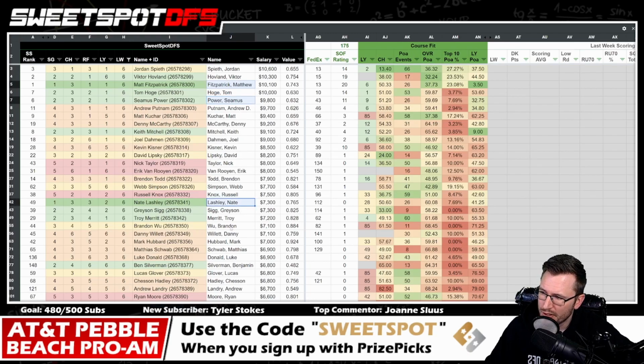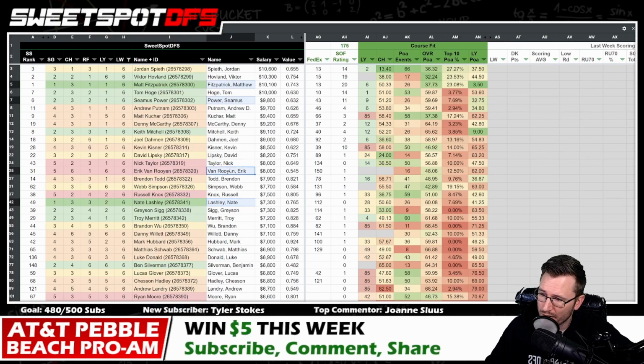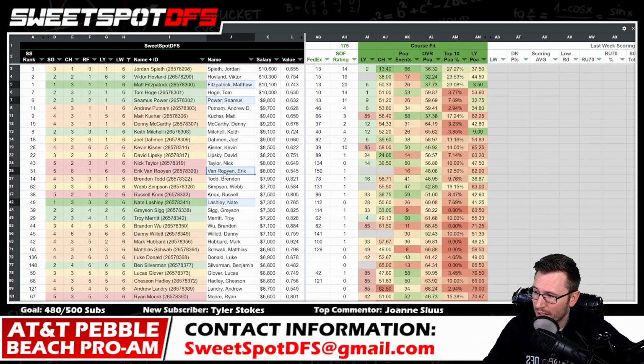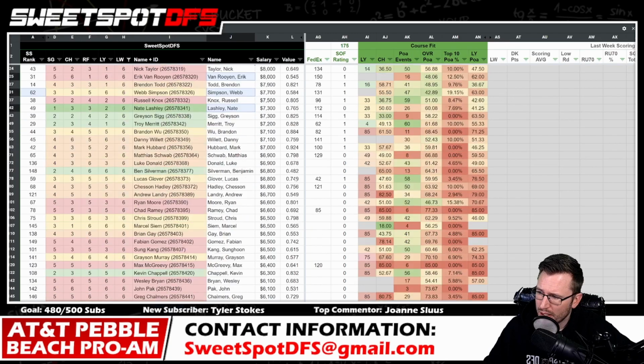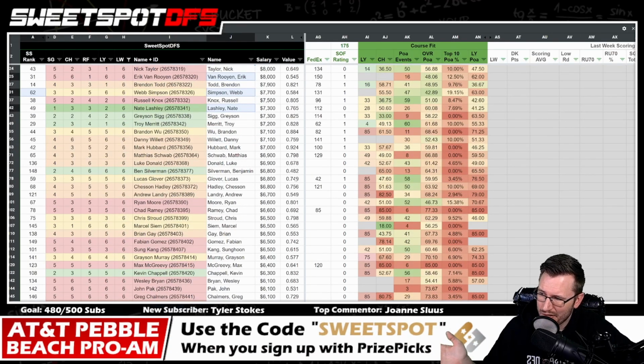Nate Lashley seems like a good fill-in. And in the 8K range, I don't mind going to Eric Van Rooyen. I bet you anything going to an Eric Van Rooyen gives me all the leverage that I need. If Fitzpatrick and Power are going to be extremely popular, I bet you no one plays Eric Van Rooyen. Maybe I'm wrong on that. Could be. I feel like a lot of people will go to Webb. Seems like a pretty good fit here, although he's pretty awful in my model. Lipsky seems like a pretty good person to go to as well. So that takes care of the 8K range.